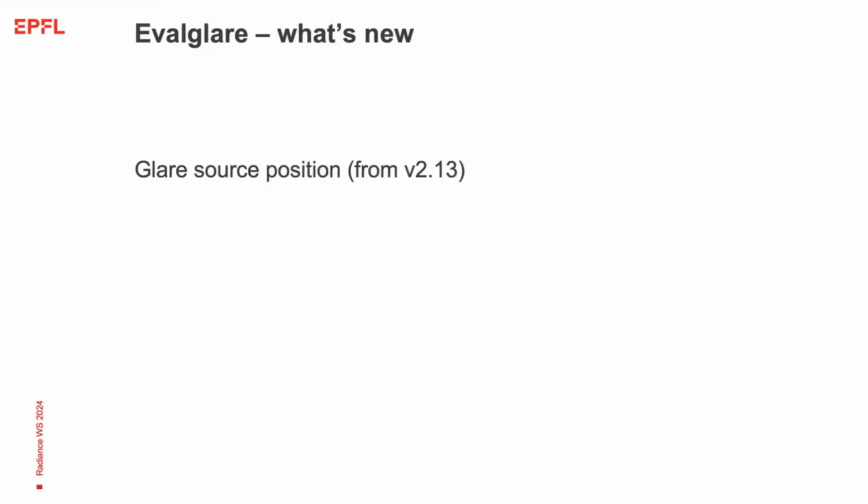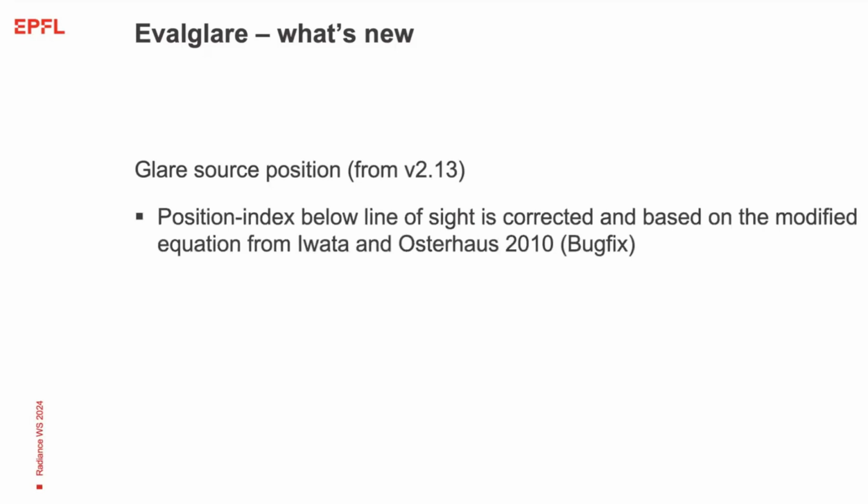Regarding glare source position calculation, there was a small bug fix. The position index below the line of sight is corrected. There was a little bug fix caused by many different small things, so this is now corrected in the new version.